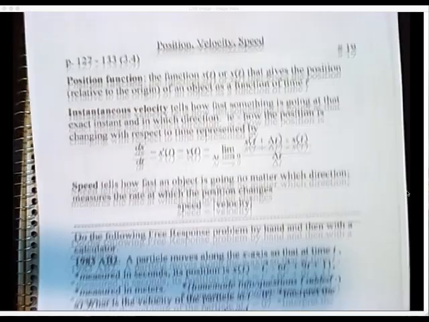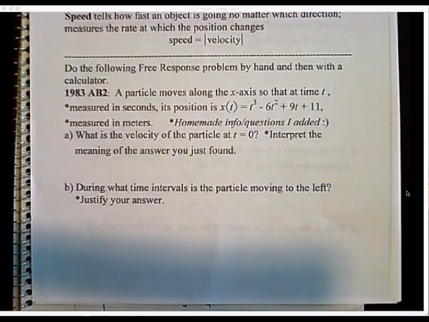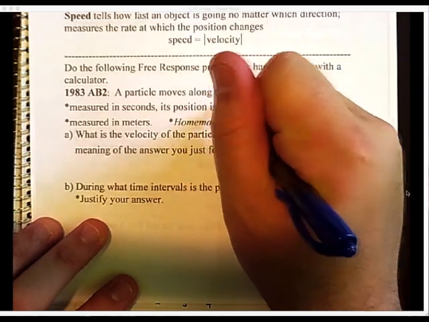So let's try some of these practice problems. It says, do the following free response problems by hand and then with a calculator. This is from the 1983 exam. It says a particle moves along the x-axis so that at time t measured in seconds, its position is given by this function.